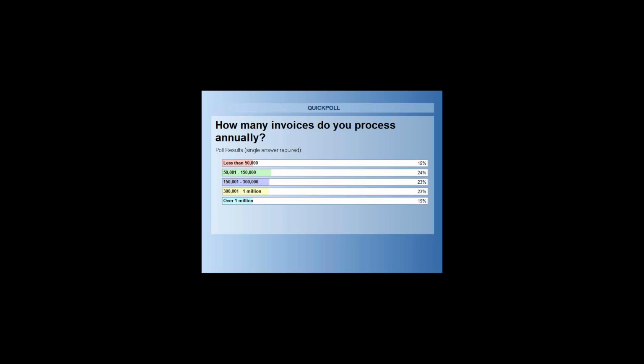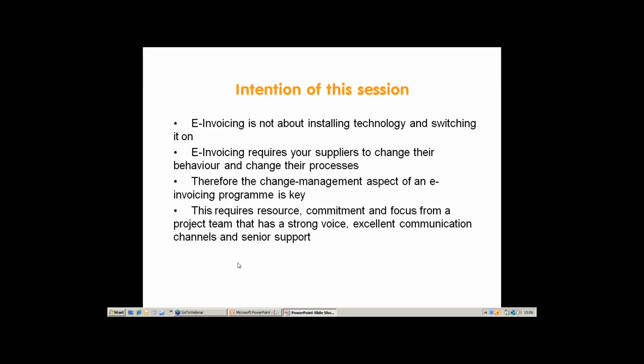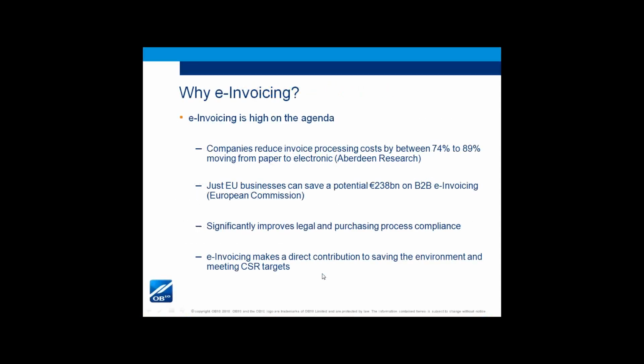So let's have a look at the results. Typically, we do get a kind of a bell curve appearing. So we do have a bell curve here. 15% under 50,000, 15% over 1 million, and just shy of 50% between 150,000 and 1 million. So a good representation of shared services organisations' invoice volume represented there. Thank you very much for that.